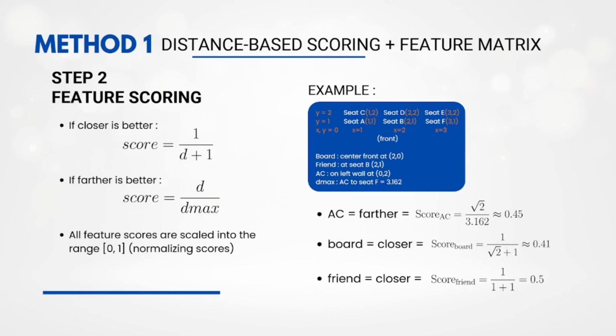The second step is feature scoring. The material here is feature scoring and normalization. Raw distances cannot be compared directly, so we need to convert them into scores between 0 and 1. In the example, distance from the AC is treated as farther is better, while distance to the board and friend is treated as closer is better. Applying the formula shown, each seat receives a normalized score for each feature.